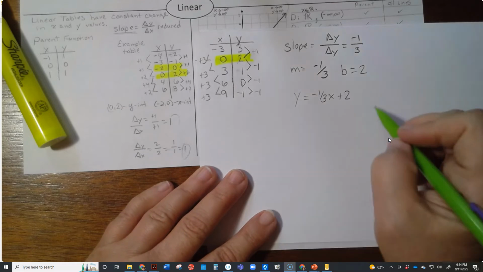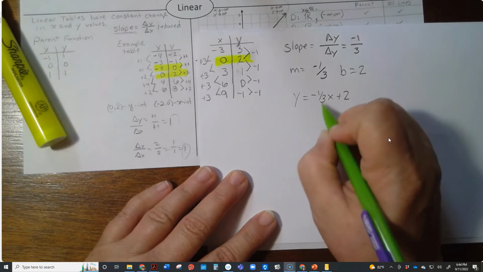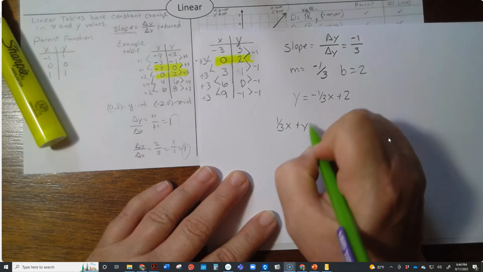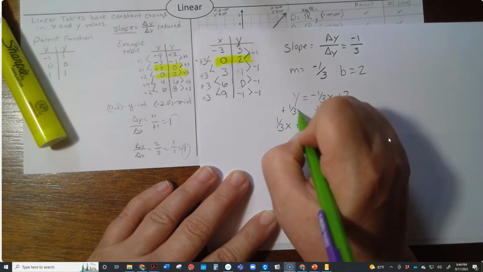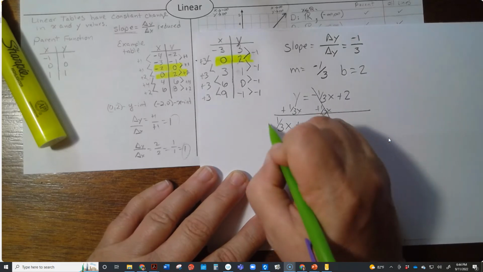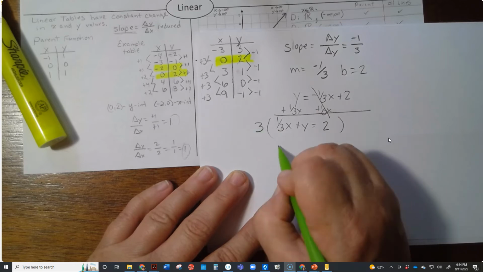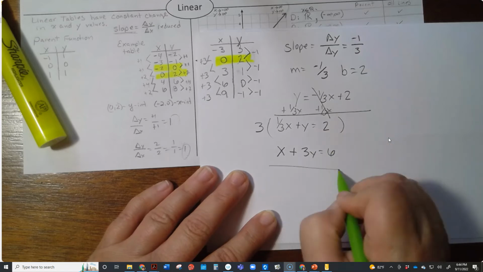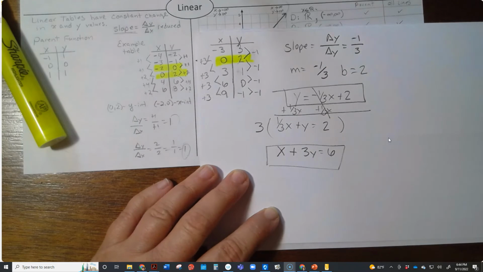And then, of course, we can change that to standard form. Add the 1/3 x to both sides. Sorry, I should show my work. I was doing it mentally. That adds to 0. Multiply by a 3, because that was what my denominator is, so that becomes x plus 3y equals 6. Now it's in standard form. This is what it looks like in slope-intercept form.